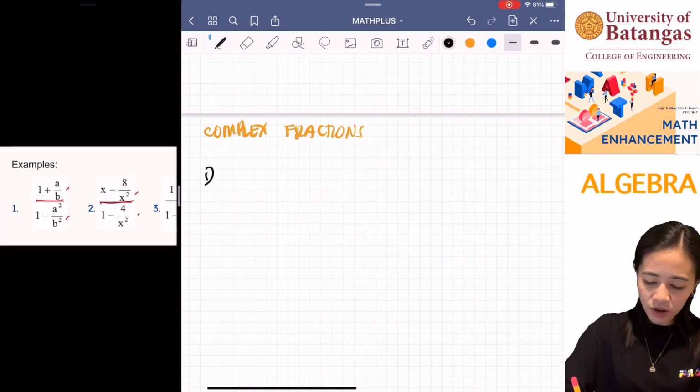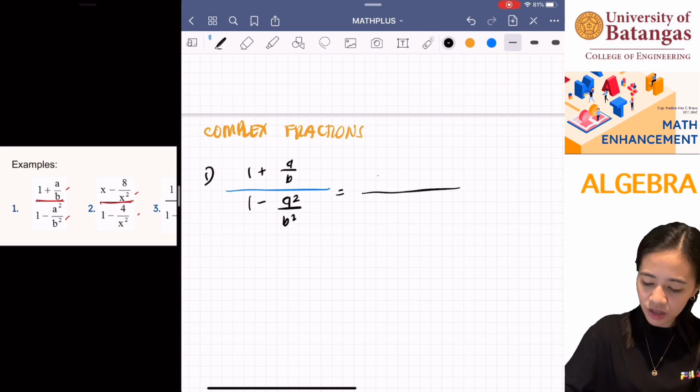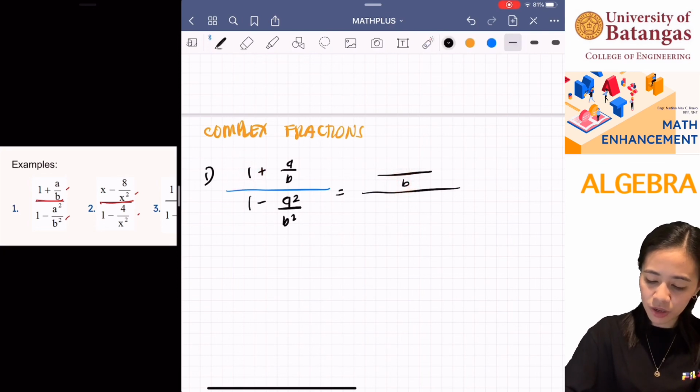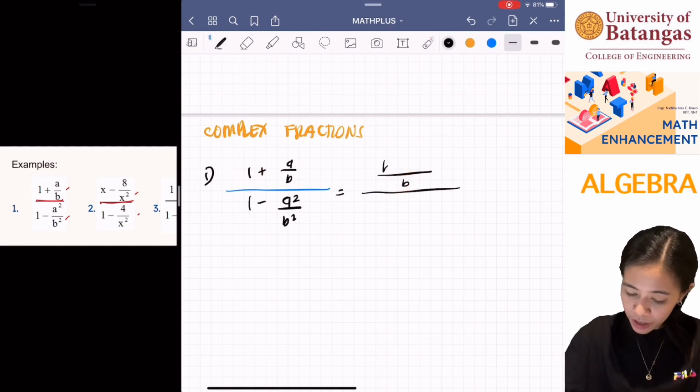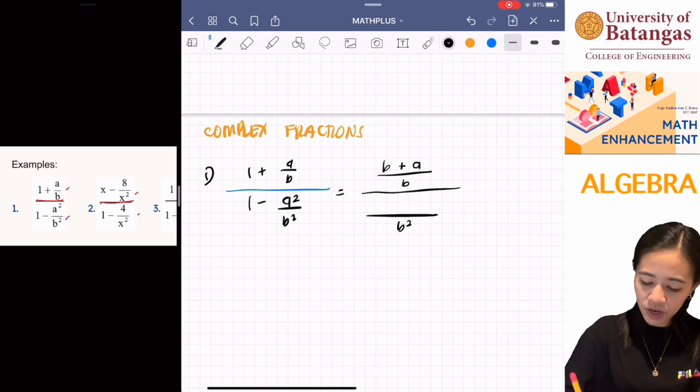Number 1, you have 1 plus a over b, divided by 1 minus a squared over b squared. Okay, if I simplify this, I'll have to take the LCD. That would be b. So b divided by 1 times 1. That would still be b plus, I'll just copy a. Okay, in the denominator, I'll have b squared. So, which means b squared divided by 1 times 1. That would be b squared pa din. Minus, I'll just copy this, a squared.